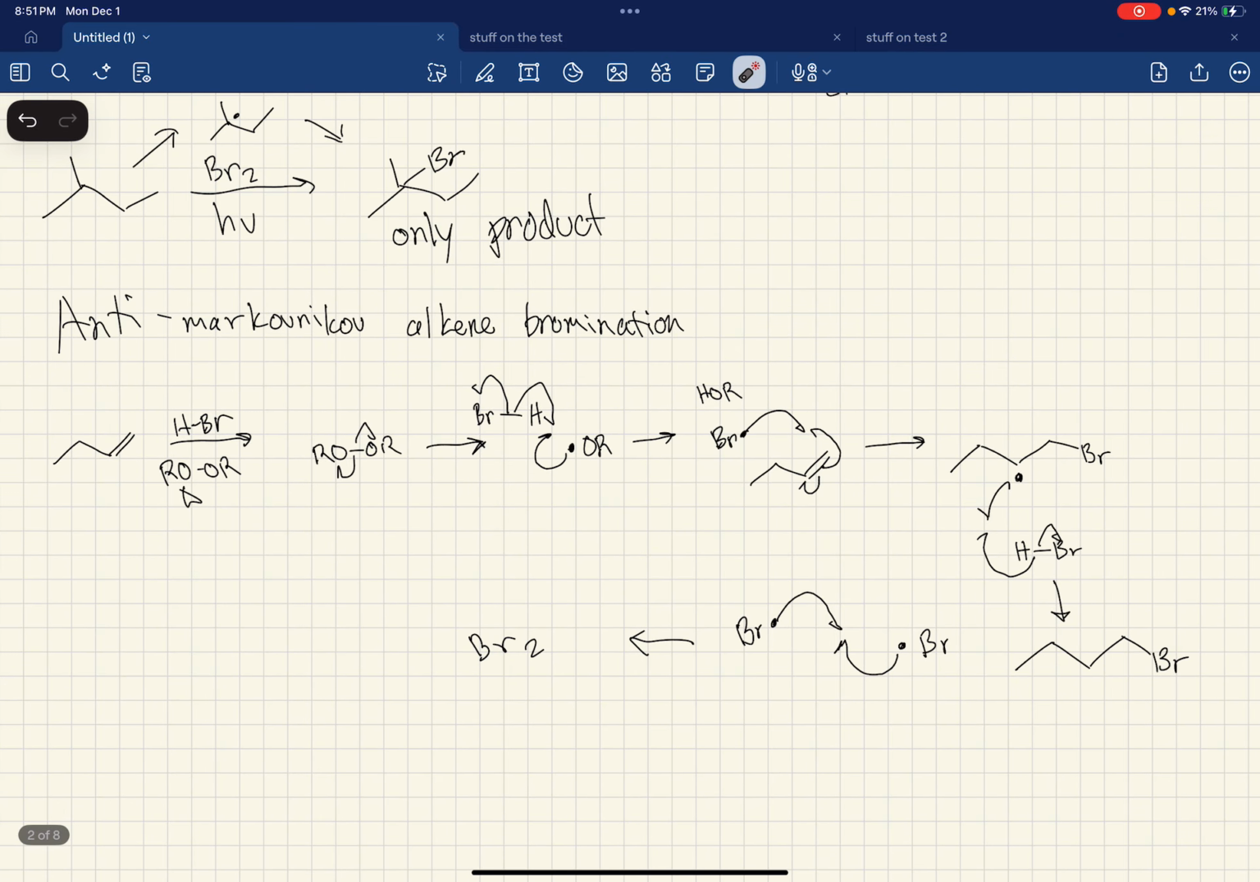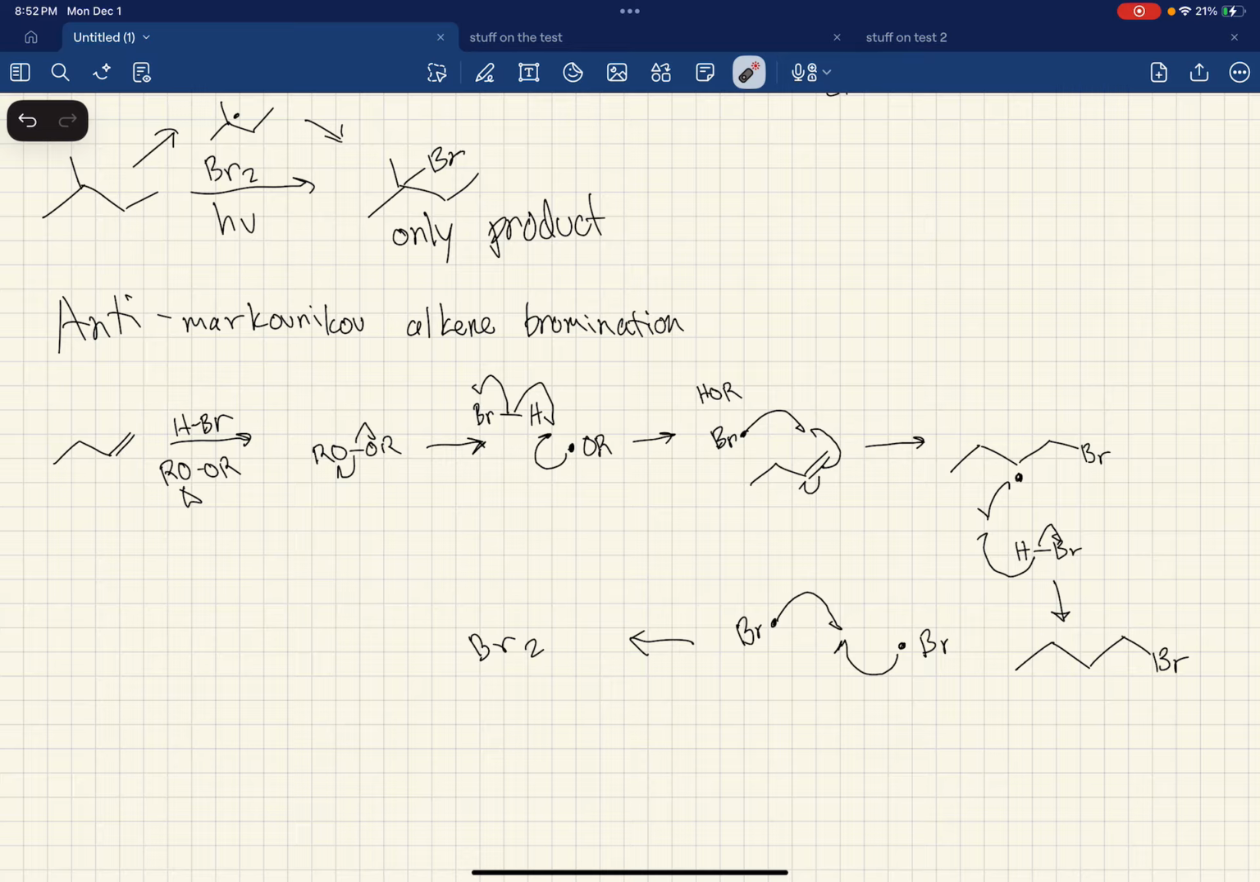All right, so anti-Markovnikov with alkenes, bromination. With this, you want to use HBr and peroxides and heat. In the presence of the peroxides, the HBr adds to an alkene in the anti-Markovnikov fashion, where Br is going to go on the less substituted carbon, on this one right here, of the alkene. And this is because the bromine radical adds to the alkene first to generate the more stable carbon radical.